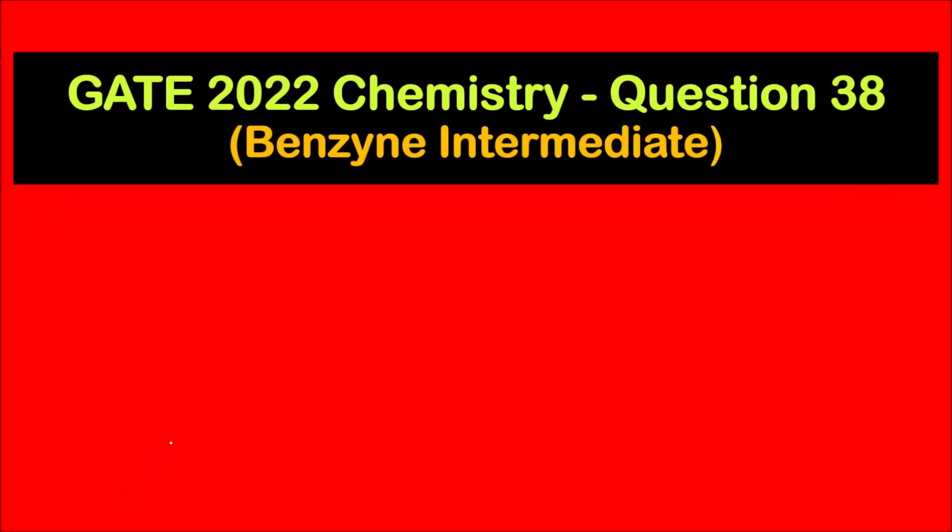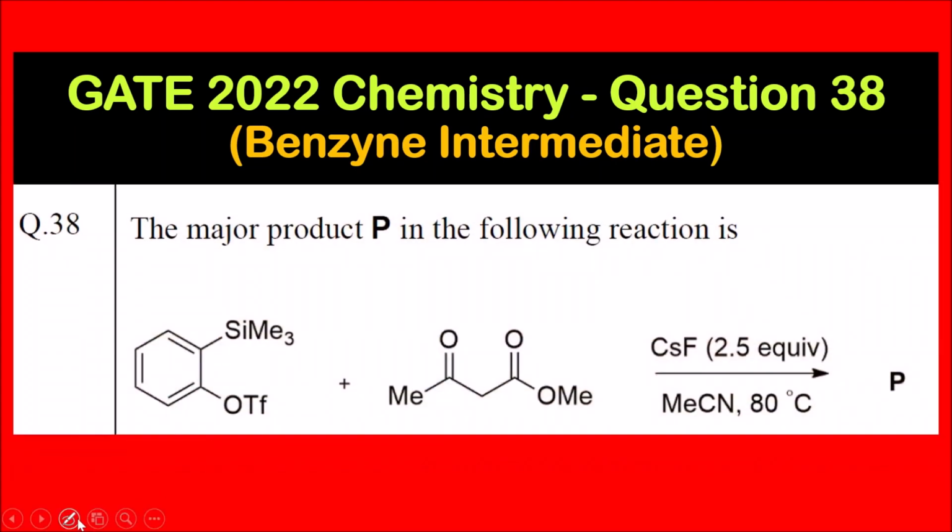So in today's video we are going to solve question 38, which is based on the benzyne intermediate, again from the GATE 2023 paper. So let us first read the question. This is a reaction that is given, and what we have to do is identify the product P in the given reaction.